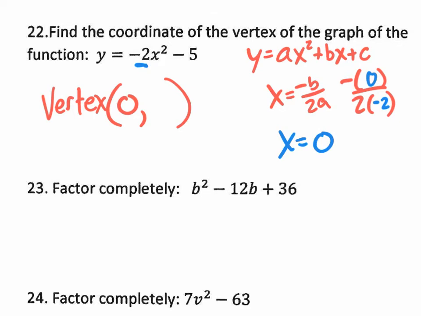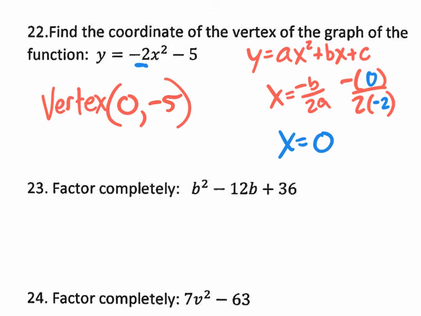How do you find your y value once you already know your x? Plug it in. So take the 0, plug it in right there. It's really easy. 0 squared is 0. Negative 2 times 0 is 0. 0 minus 5 is that c value, negative 5. So the vertex is 0, negative 5. Is there another way of doing this?